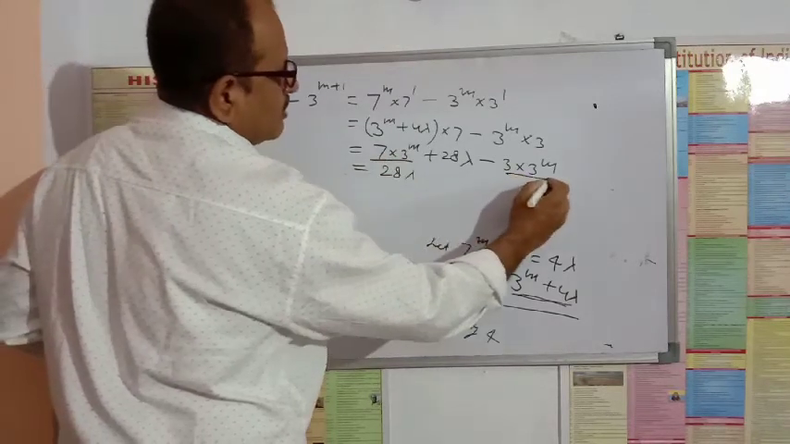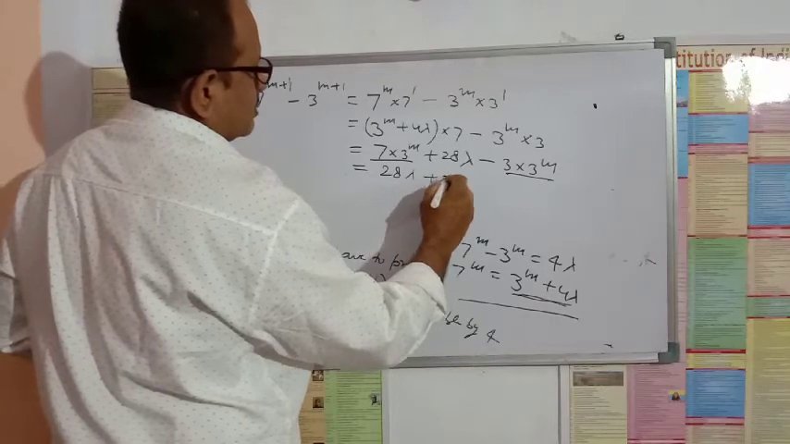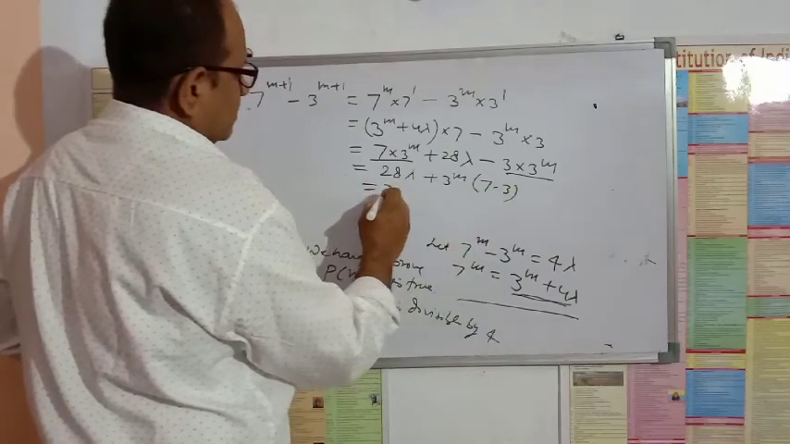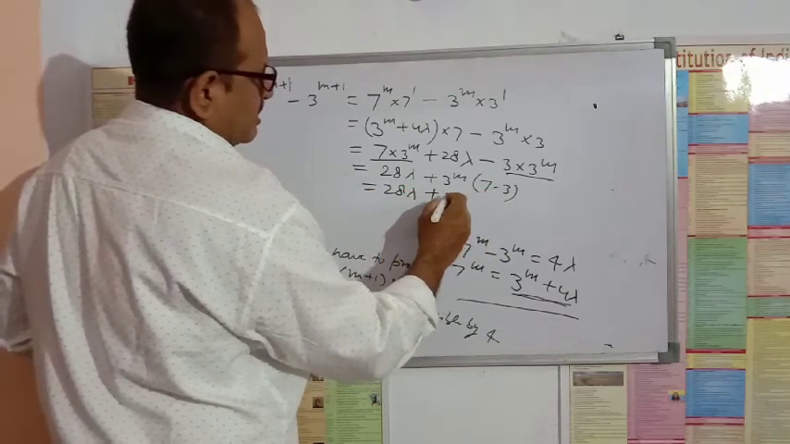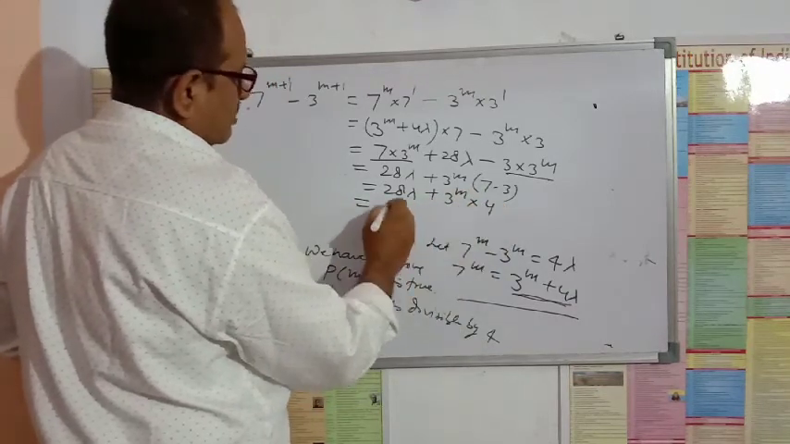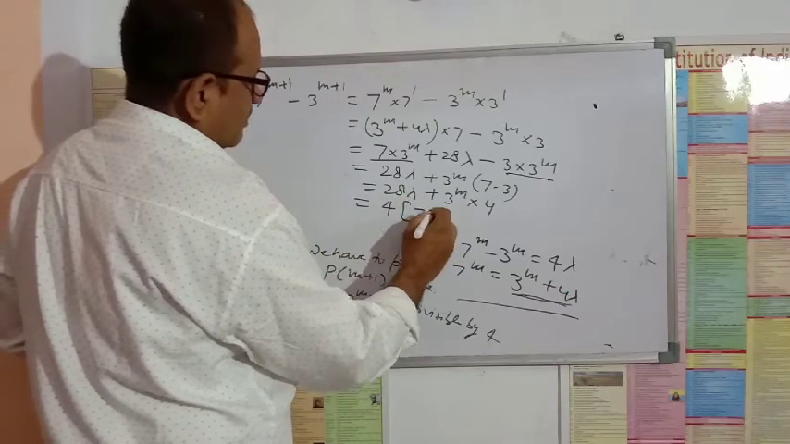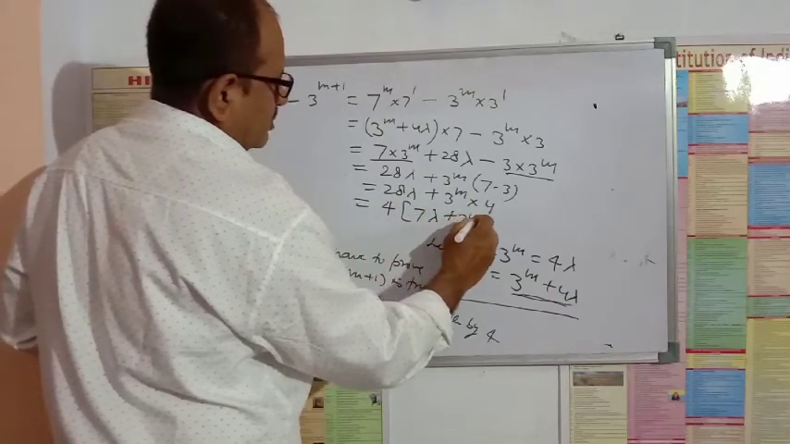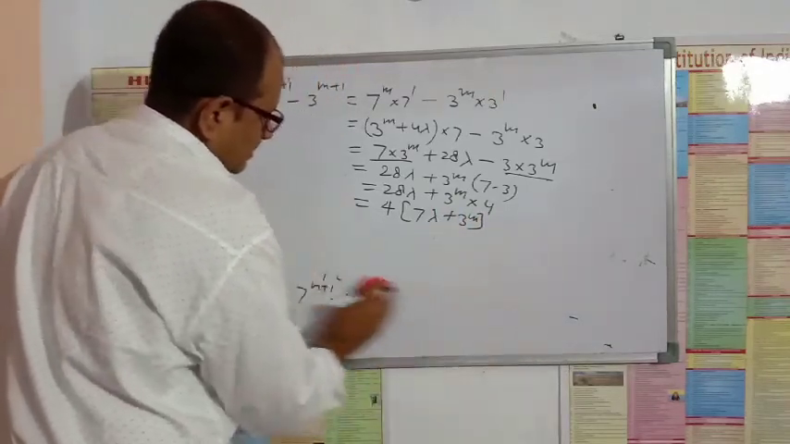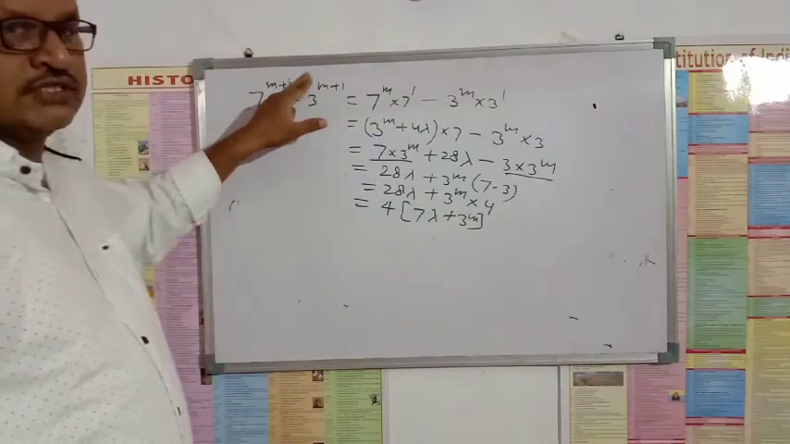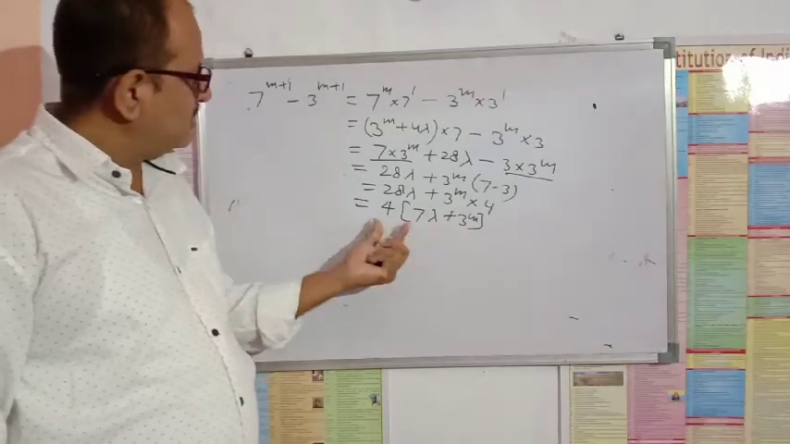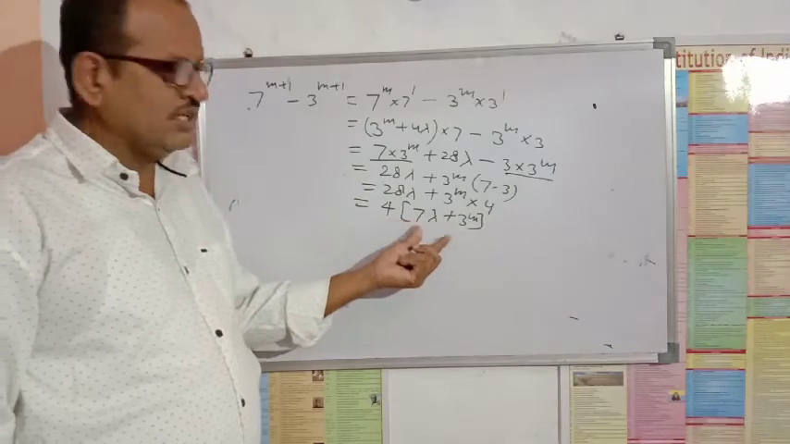28 lambda. Take 3 to the power m common. So we will get 3 to the power m common, and we will get 7 minus 3. So 28 lambda plus 3 to the power m, 7 minus 3, that is 4. What is common in both? 4 is common. 4 into 7 lambda plus 3 to the power m. So we see that 7 to the power m plus 1 minus 3 to the power m plus 1 has a value of 4 into this constant, which means it is a multiple of 4. So it is divisible by 4.